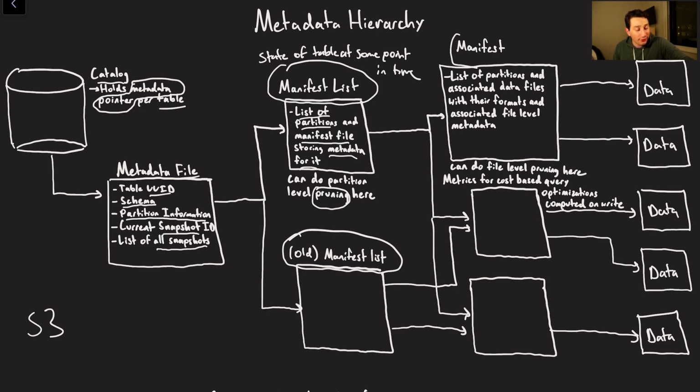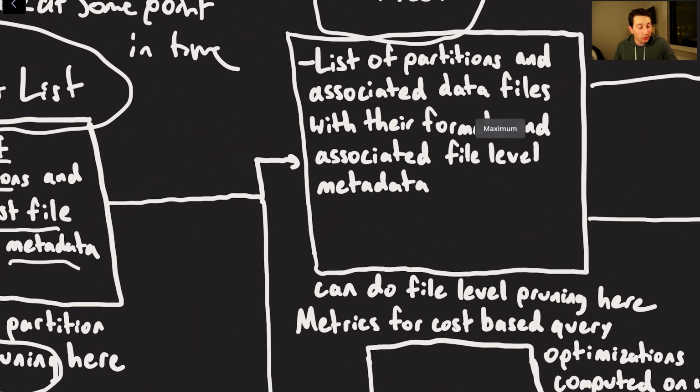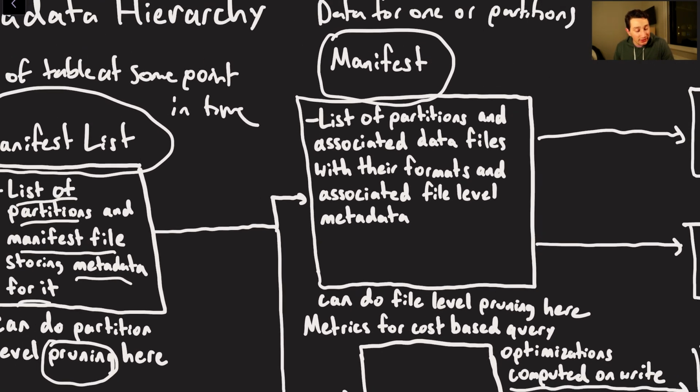Now we're at the manifest, which is going to have data for, I guess, one or more partitions. Within a manifest, what we're holding in here is basically the list of partitions that it's responsible for, and the associated data files within each partition. Keep in mind, one partition can still have many data files in it.